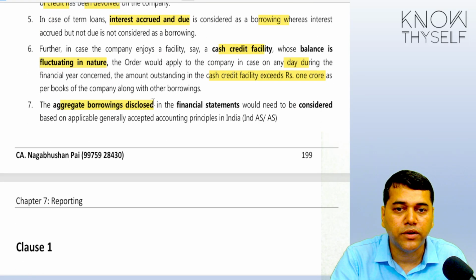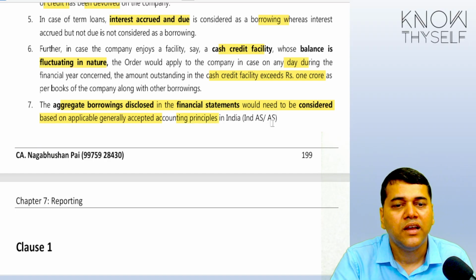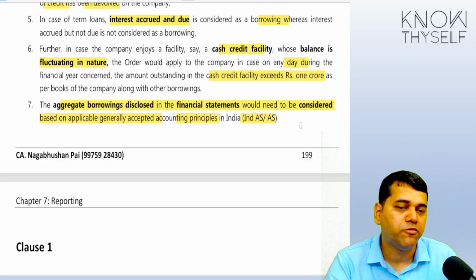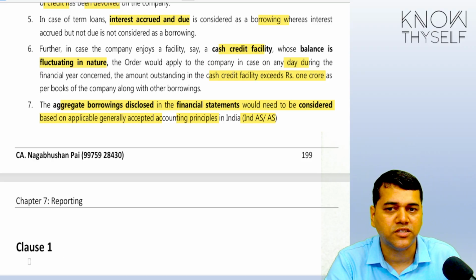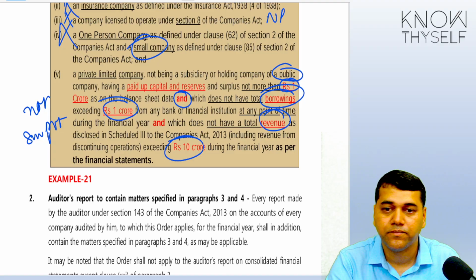Now, the aggregate of the borrowing disclosed in the financial statement would need to be considered based on the applicable generally accepted accounting principles. Like, how do you consider? Accounting should have been done as per the accounting standard or Ind AS. That means no special way of measurement; you can take the book balances appearing in the financial statement. So this one example is very important, student. They can ask you in the exam.